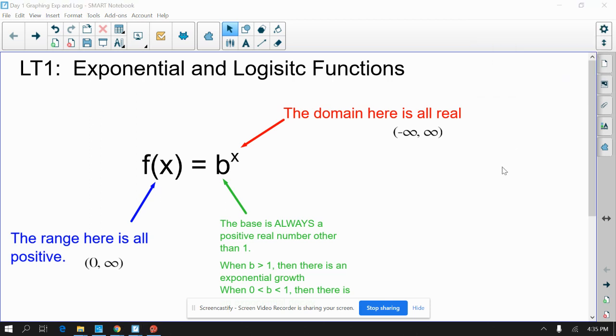Hello, everybody. So we are on to our third unit, and it is on exponential functions and logarithmic functions with a splash of something called logistic. So the first learning target is about exponential and logistic. Logistic is something you've probably never seen before, but exponentially you've heard of a lot. You know, population grows exponentially, of course.